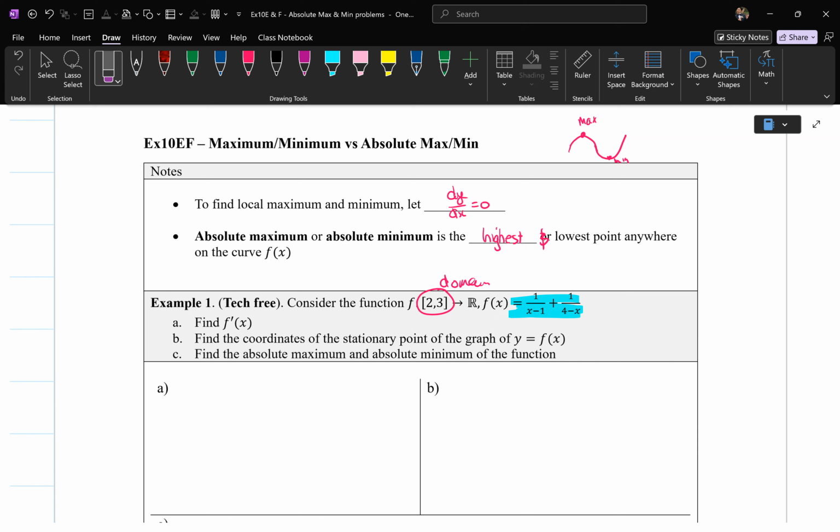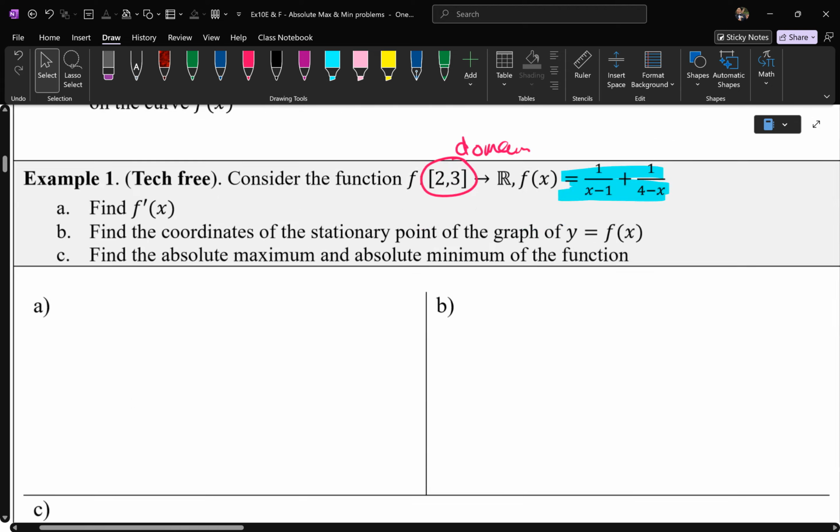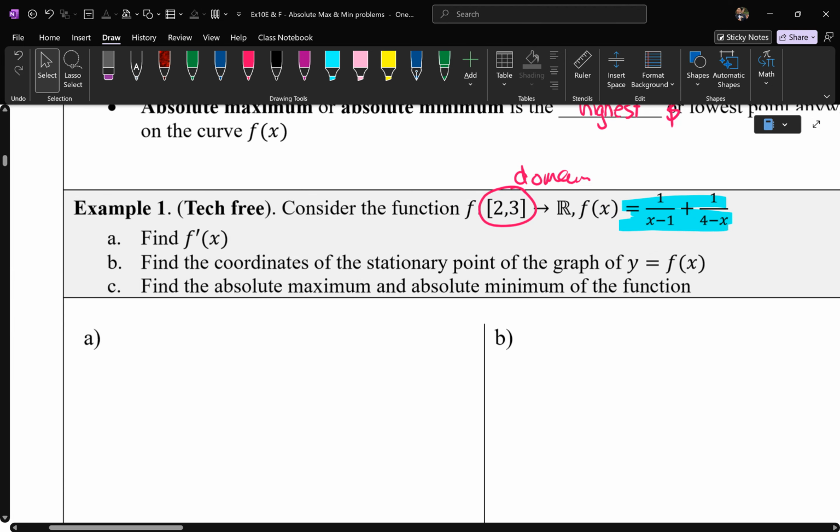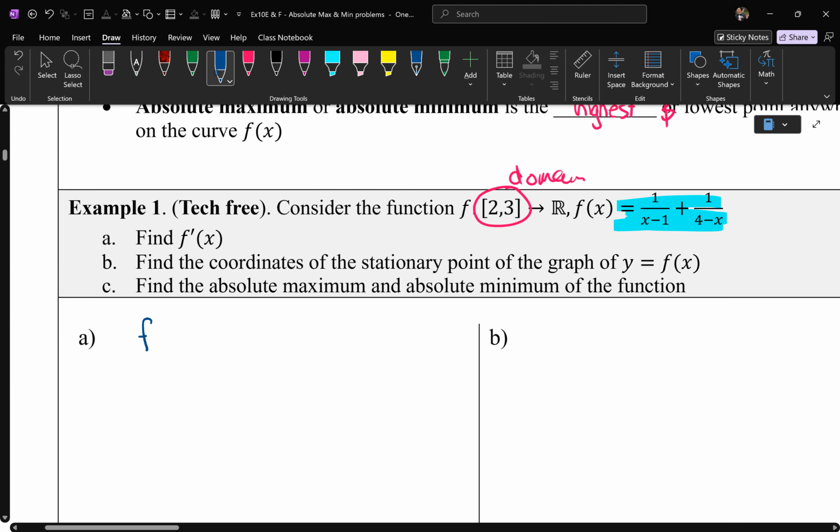Yeah? So here, let's find the derivative. So again, this is tech-free. I don't want you to use a CAS. What is the derivative of f of x? Right now, we've got f of x. I'm going to pause the video for you to have a go first.